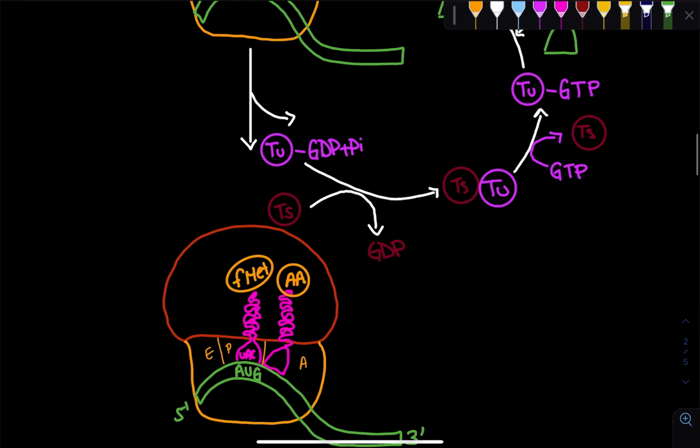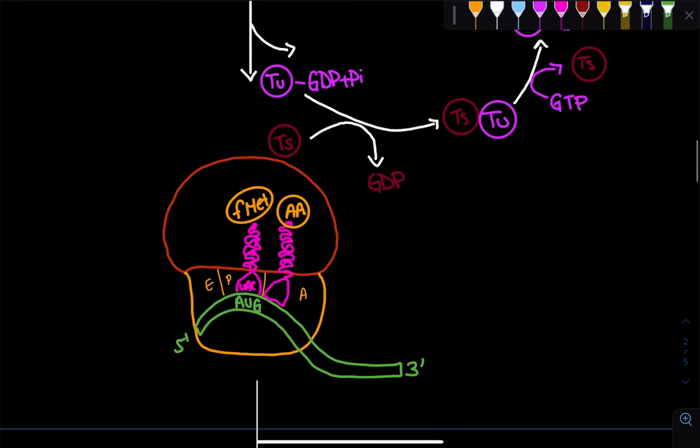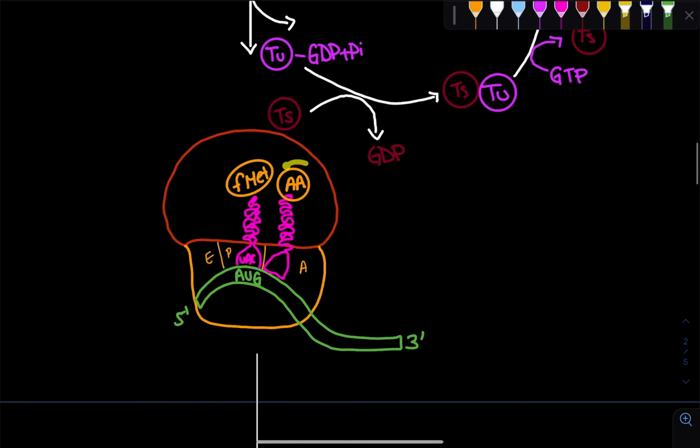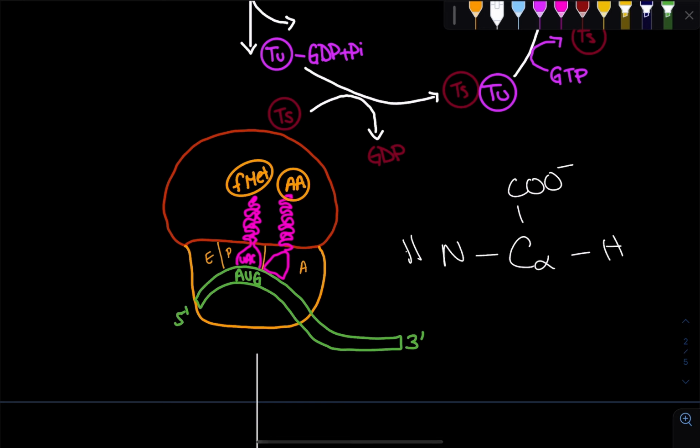So how do we get this fMet to go to this amino acid, whatever it may be, whichever amino acid that is? Well, on this amino acid, for an amino acid in general, we have an alpha carbon, we have a carboxyl group, we have a hydrogen, we have an amino group, and we have some sort of an R group.